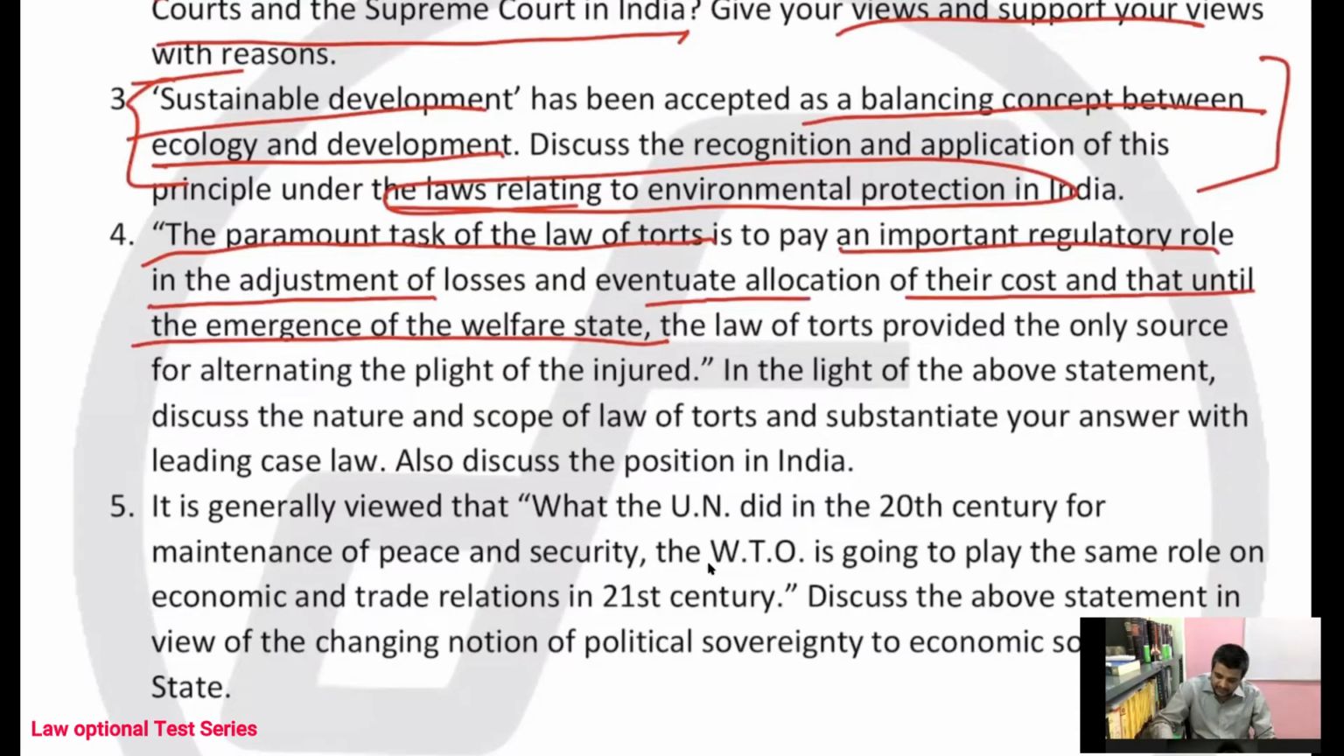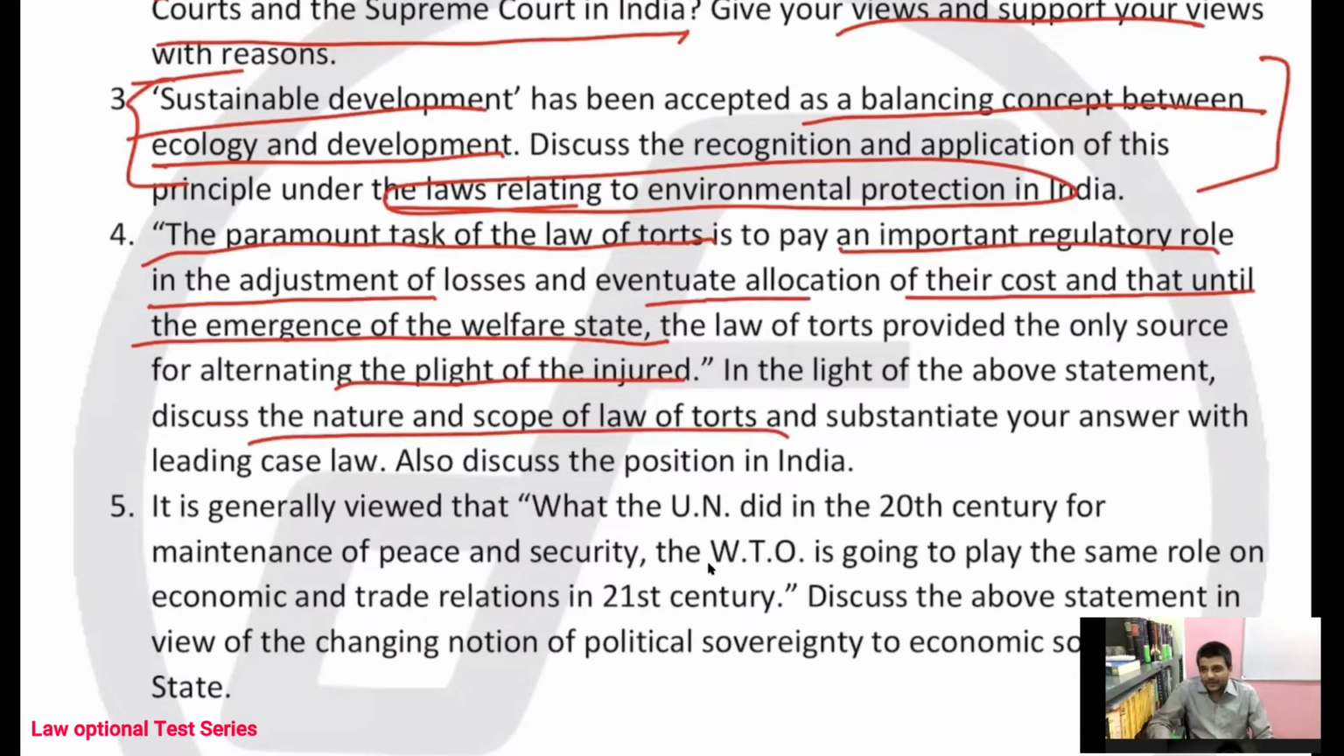The law of torts provided the only source for alternative plight of the injured. Right? So the guy is injured. There is no law. Nothing. The state has not made any law. So what is the solution that guy has? So that guy's solution can be asked only in the law of tort. Right? So tortious remedy is always the solution for it. Right? So in light of our statement, discuss the nature and the scope of the law of tort.